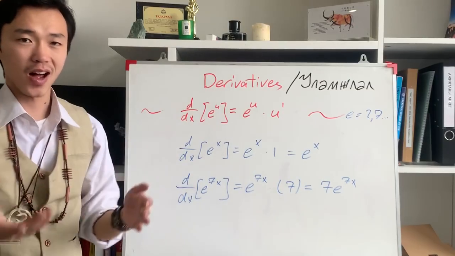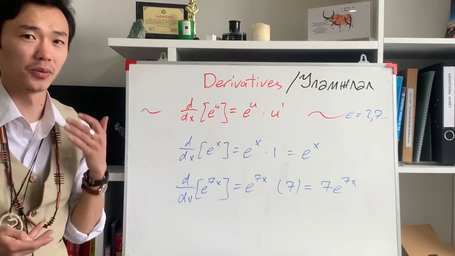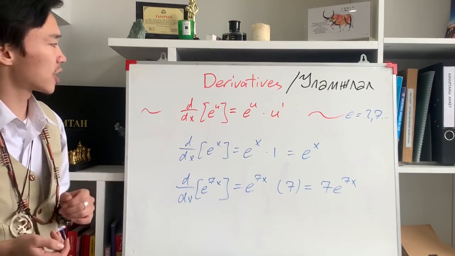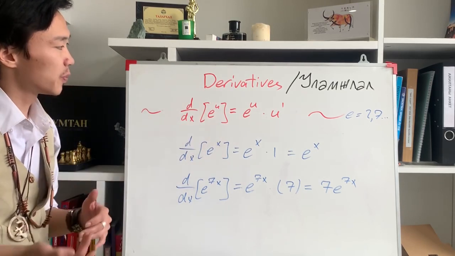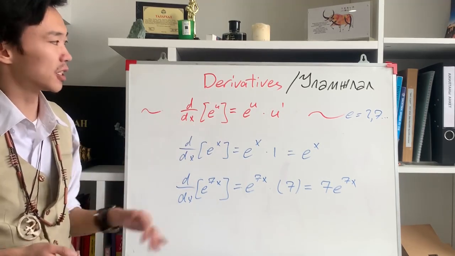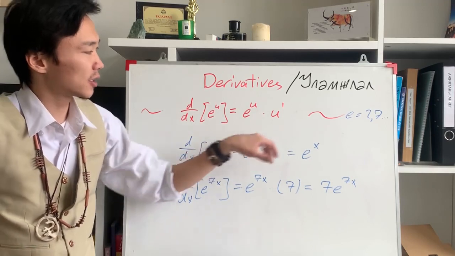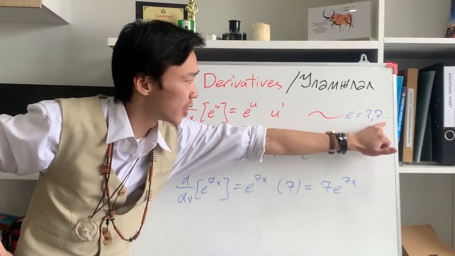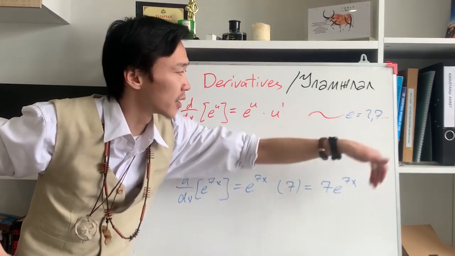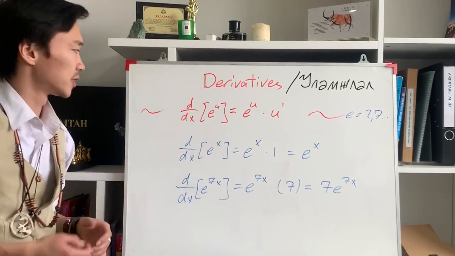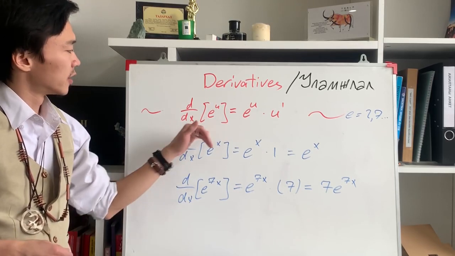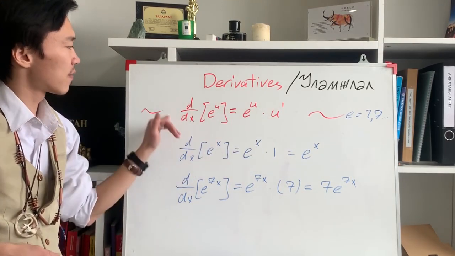Okay, now let's talk about the derivatives of exponential functions with base e. So I hope you know what e number is. It's a natural number that starts with 2.7 and it goes on like forever. So now we know what e number is. So here's the formula that you're gonna find useful.